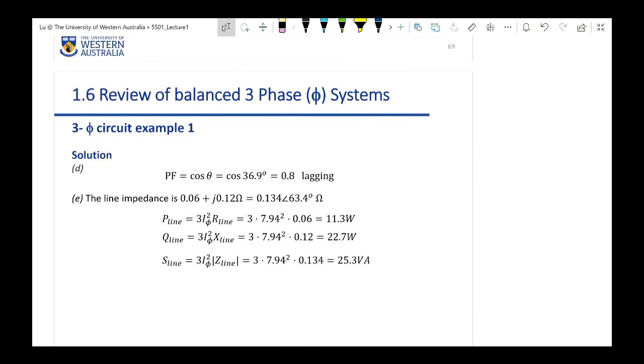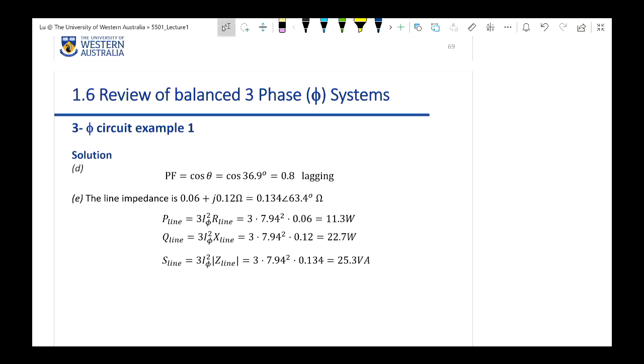Okay, keep going. Example, part D, power factor of the load. I think that's really too easy. I have told you this formula by using that power triangle. If you know theta, power factor is cosine theta. Just that. Simple calculation. I leave that to you.